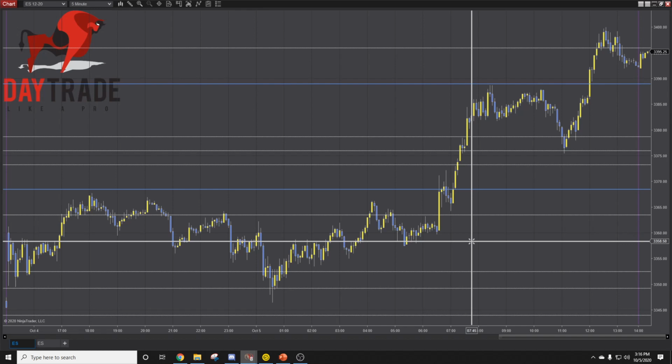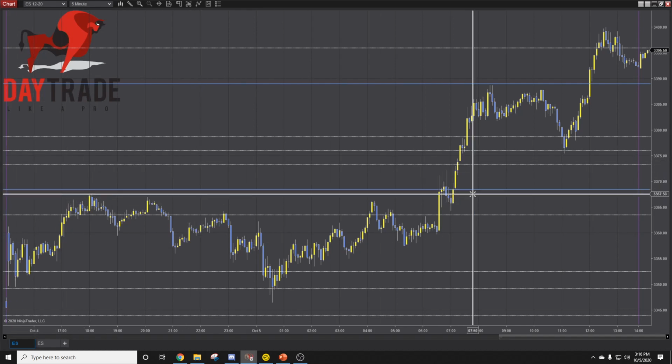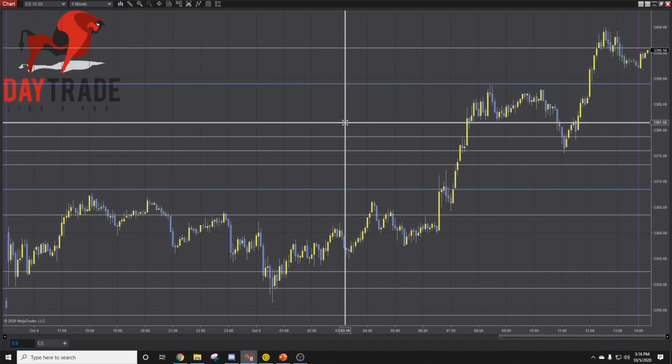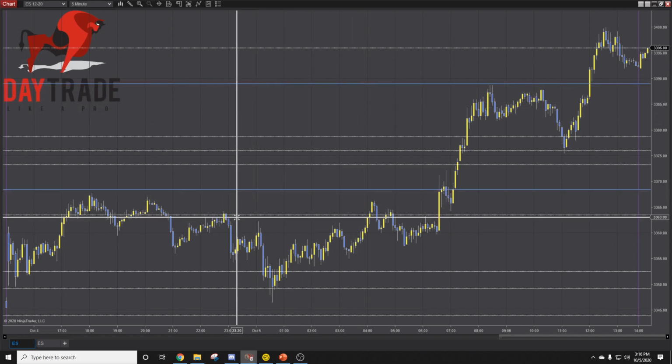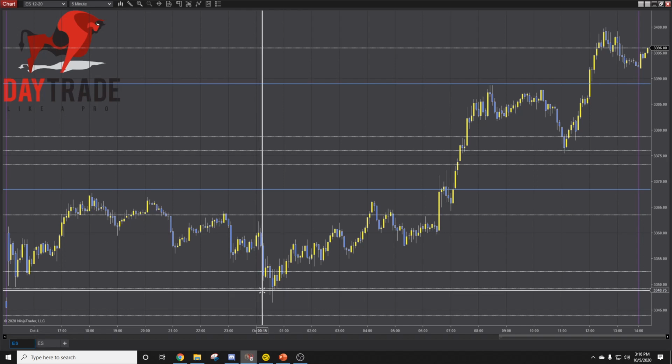This is the S&P 500. Real simple, looking at a 5-minute chart. We have our prediction points drawn in here. The blue lines are our critical prices, and the white lines represent our key prices, and I'll talk about that in just a little bit here.